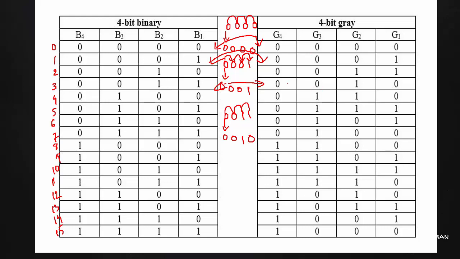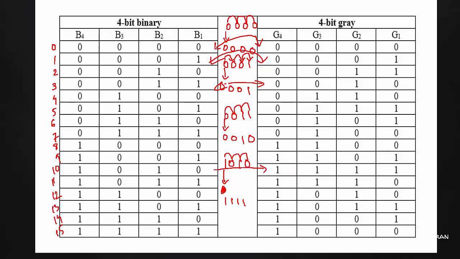This is the procedure, okay? Next, consider one more case. Suppose 1010 is the given binary. In order to get the gray code equivalent, write the MSB bit as it is here. Here it is 1. Then XOR between these two adjacent bits. 1 and 0 bits are different, so XOR is 1. 0 and 1 next: XOR between different bits gives 1. Again, 1 and 0 bits are different, so the result of XOR is 1. So for 1010, the gray code equivalent is 1111.